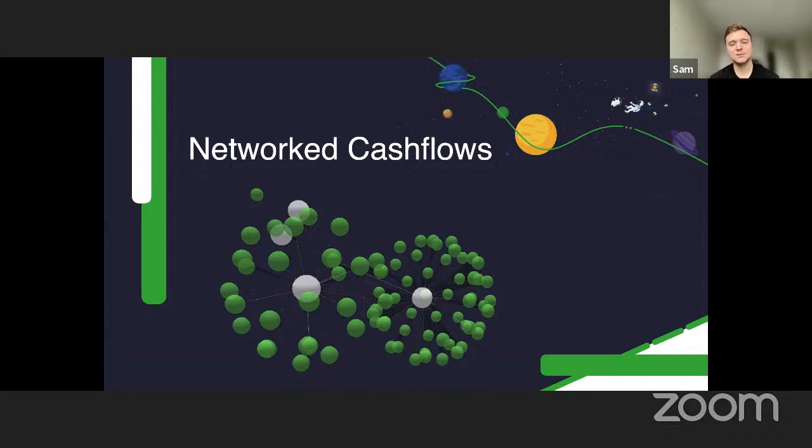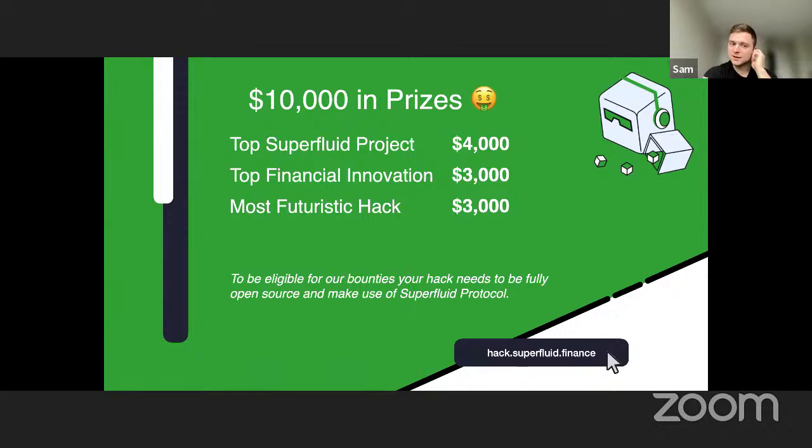All right, so getting more practical, we have $10,000 in prizes here for Eternals. $4,000 will go to the top project built on Superfluid, $3,000 will go to the top financial innovation built on Superfluid, and $3,000 will go to the most futuristic hack. That's an open-ended one for you to surprise us. To be eligible, just make sure you use Superfluid in some way, use some of our smart contracts, or use one of our SDKs, and you'll qualify.